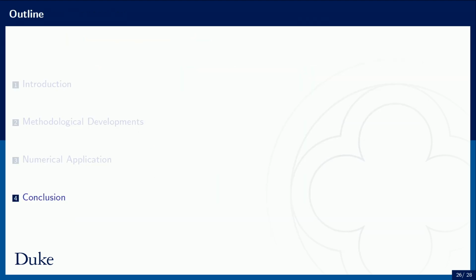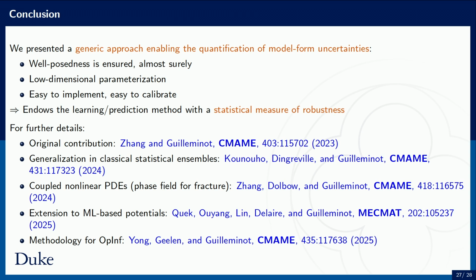So I'm almost done. Just to summarize, we presented a generic approach to the quantification of model form uncertainties. The well-posedness is ensured with probability 1. You have a low-dimensional parameterization. It's easy to implement, easy to calibrate, and it really endows the learning or prediction method with a statistical measure of robustness.